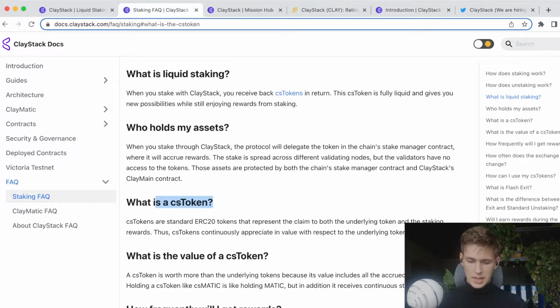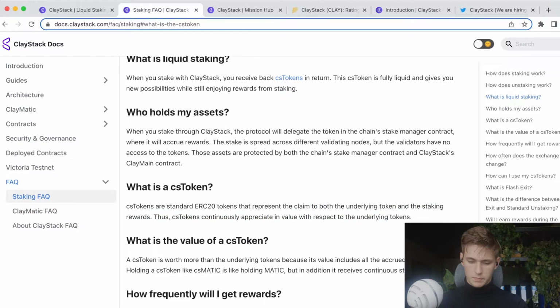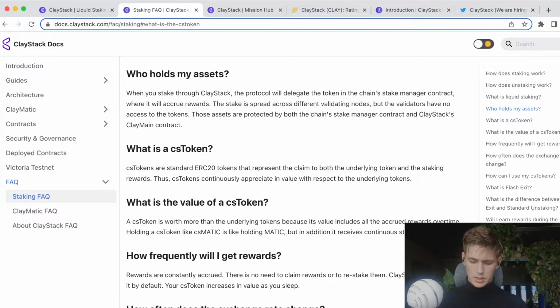Now, let's take a look at the CS token. The CS tokens are standard ERC20 tokens that represent the claim to both the underlying token and the staking rewards. Thus, CS tokens continuously appreciate in value with respect to the underlying tokens. So the value of the CS token is quite significant here. We see a CS token is worth more than the underlying tokens because its value includes all the accrued rewards over time. Holding CS tokens like CS Matic is like holding Matic, but in addition, it receives continuous staking rewards.